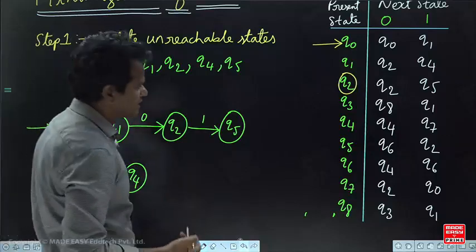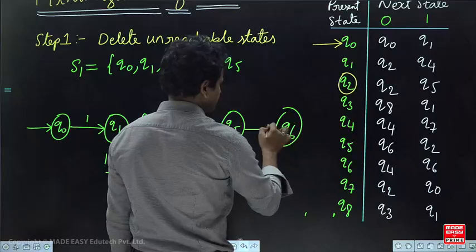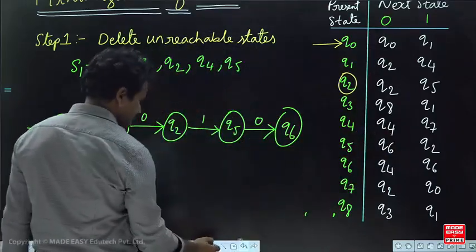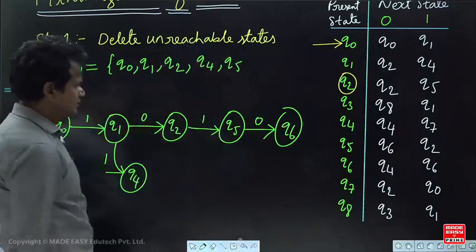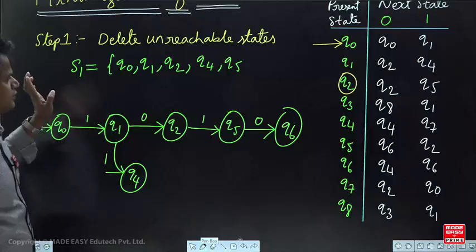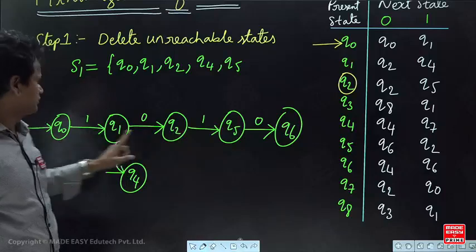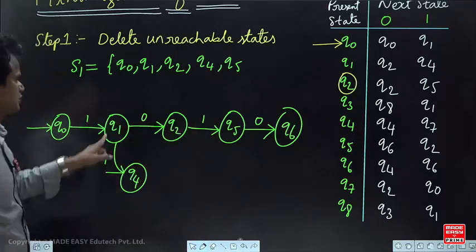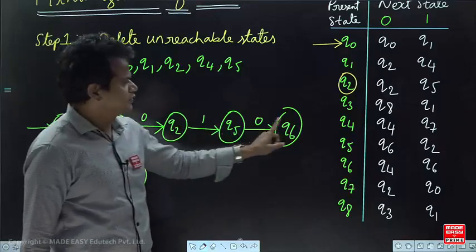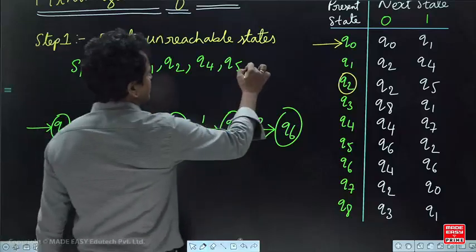Now Q6, how can you reach Q6? Sorry, Q5 on 0, you can go to Q6. Are you following? So what are the states you can reach? From Q0 on 1, I can go to Q1. Q1 on 0, Q2. Q2 on 1, Q5. Q1 on 1, Q4. Q5 on 0, Q6. So there is a path from the initial state to Q6. So Q6 is also reachable.